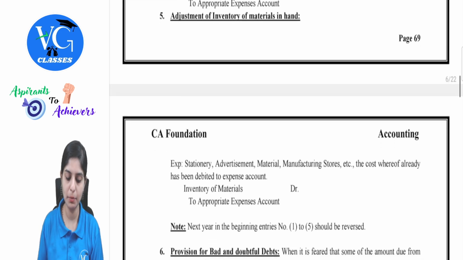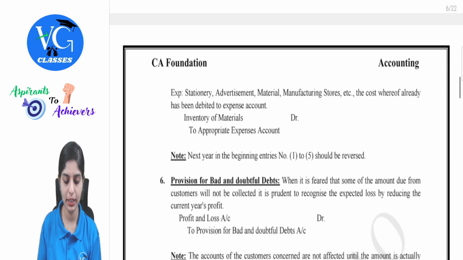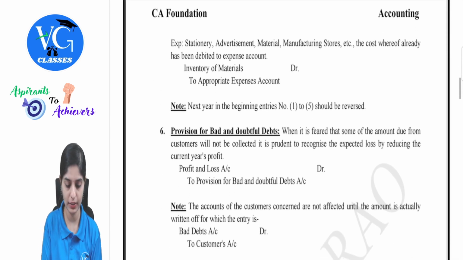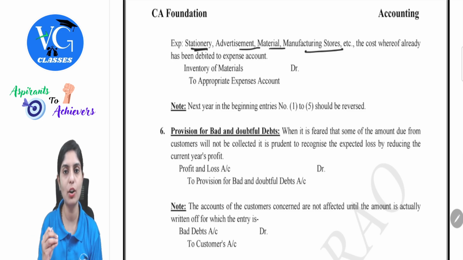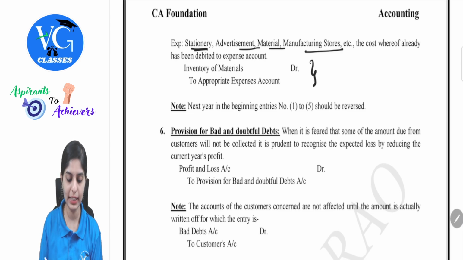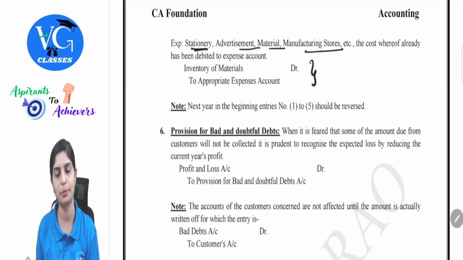Next point is adjustment of inventory of materials in hand. If there are any stock of materials in the nature of your stationery, any advertisement material, manufacturing stores, these would have been normally recorded as an expense incurred. But how should this get actually classified in the final accounts? Inventory of materials debit to appropriate expenses.